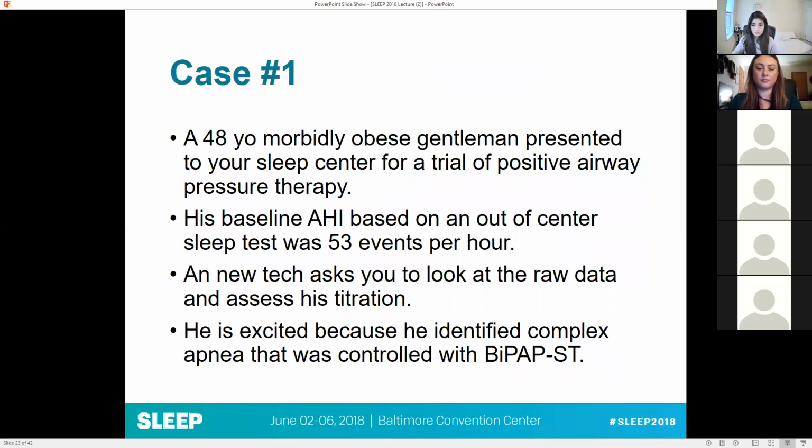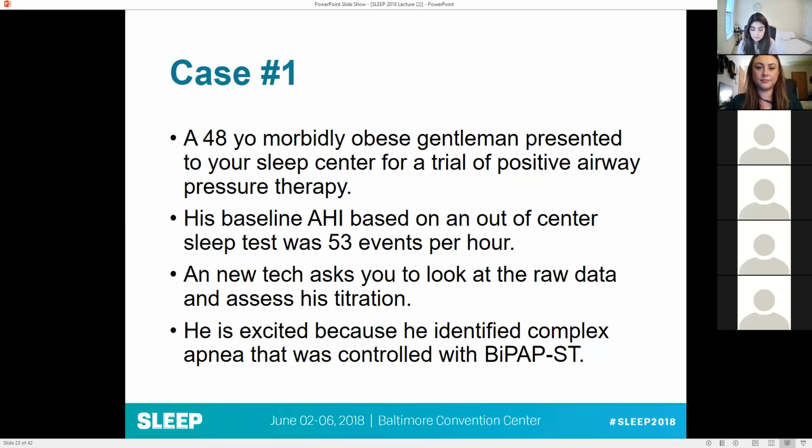So you have a 48-year-old morbidly obese gentleman presented to your sleep center for a trial of positive airway pressure therapy. He has a baseline apnea-hypopnea index on an out-of-center sleep test of 53. A new tech asks you to look at the raw data and assess his titration. He is excited because he identified complex apnea that was well controlled with BiPAP ST.